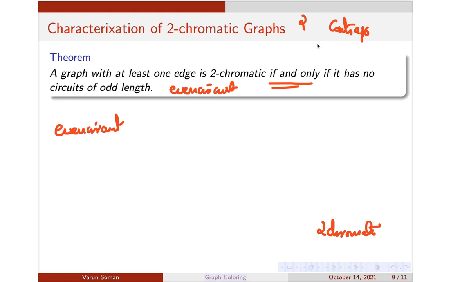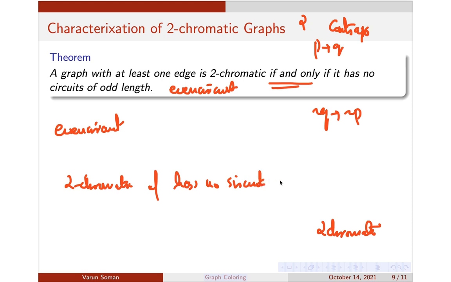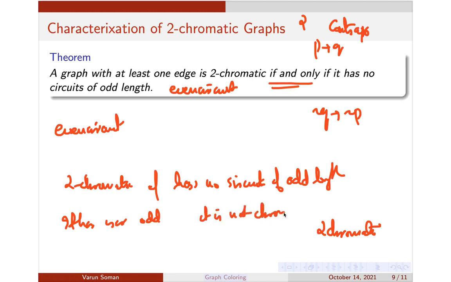So what is a contrapositive? If you know it is P implies Q, contrapositive means negation Q implies negation P. So suppose I need to prove that a graph is two chromatic if it has no circuits of odd length. If you're looking at the contrapositive, it will be: it has circuits of odd length, then it is not two chromatic. We'll have to prove this, because P implies Q, the contrapositive is negation Q implies negation P.